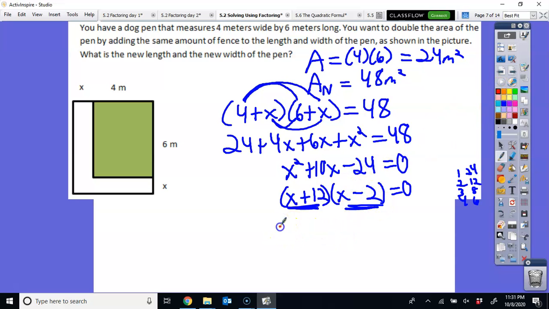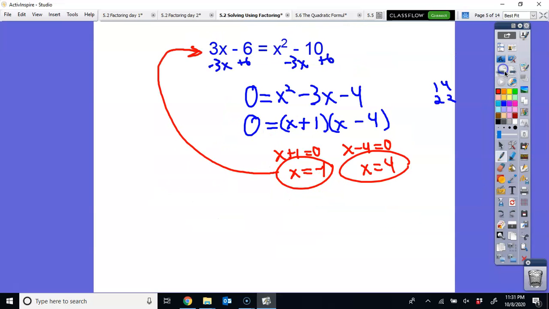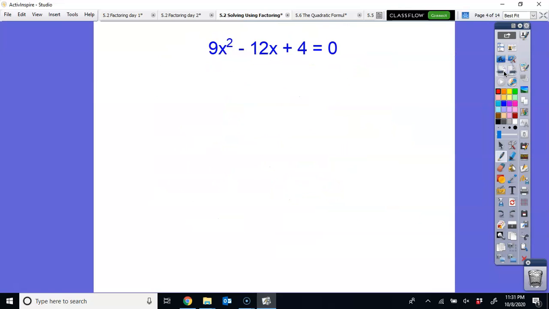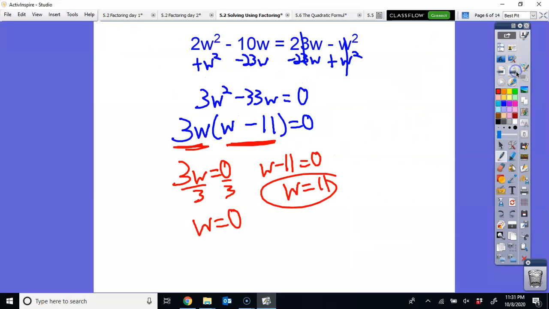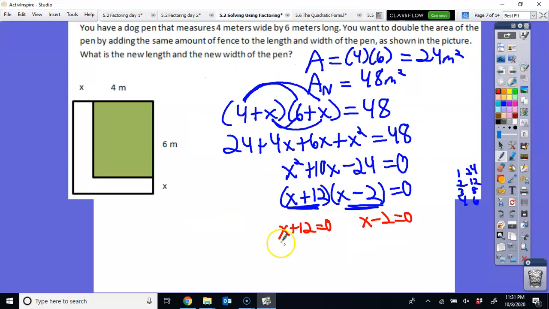Now, the final step is to set these equal to 0, just like we have been over here on this one, over here on this one, over here on this one, over here on this one. Once we get it equal to 0 and we factor it, we can now get negative 12 as one of our answers, positive 2 is the other.